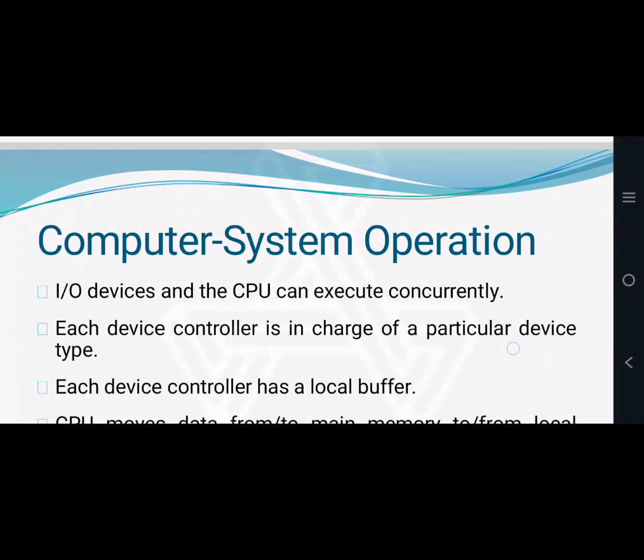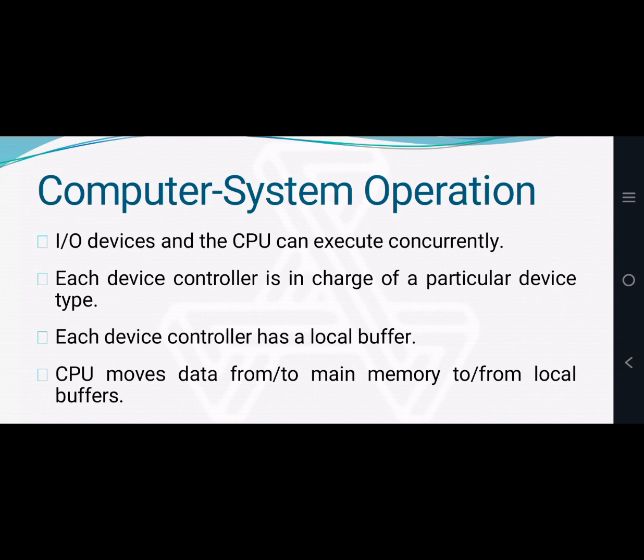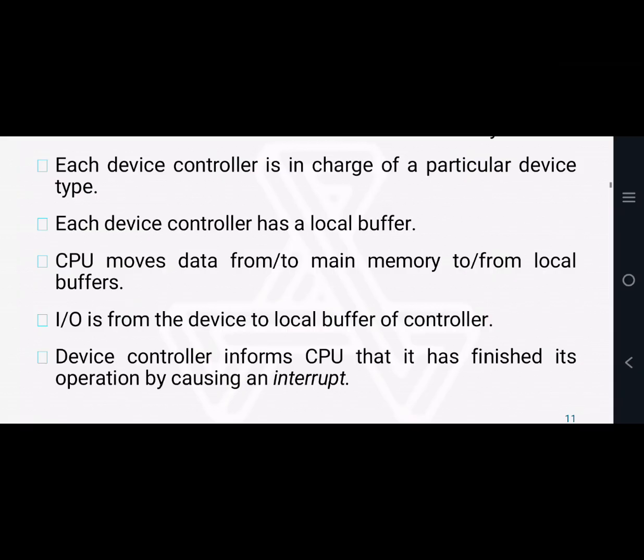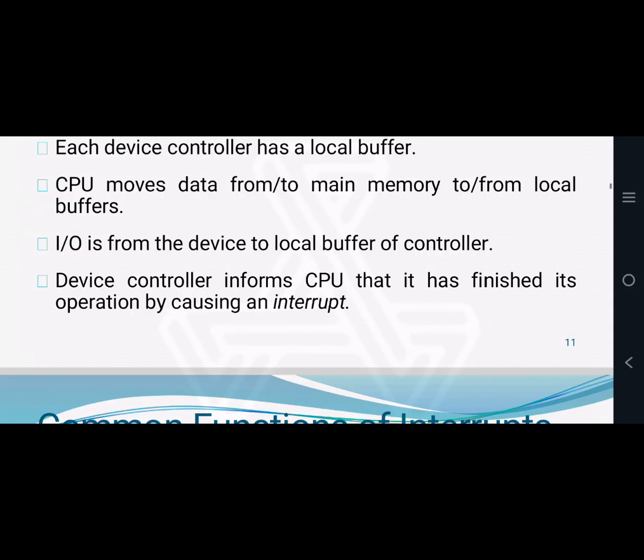Computer system operation. I/O devices and the CPU can execute concurrently. Each device controller is in charge of a particular device type. Each device controller has a local buffer. The CPU moves data from or to main memory, to or from local buffers. I/O is from the device to the local buffer of the controller. The device controller informs the CPU that it has finished its operation by causing an interrupt.